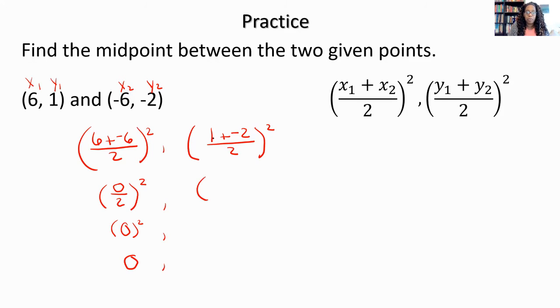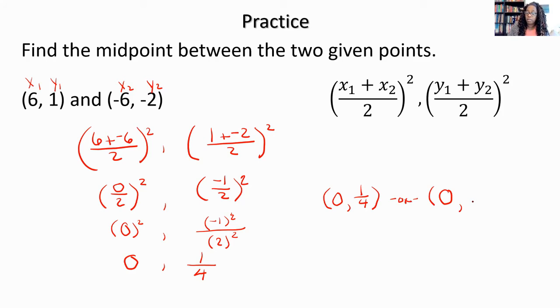Now for your y value, 1 plus -2, that's -1 over 2. And we're going to square it. Oh, it's another fraction. So that means that -1 we're going to square, and the 2, we're also going to square. So -1 squared, that's -1 times -1, which gives me 1. And 2 squared gives me 4. So my ordered pair is going to be 0 and 1/4. Or if we need it as a decimal, 1 out of 4 quarters, that'll be 25 cents. So 0.25. Okay?